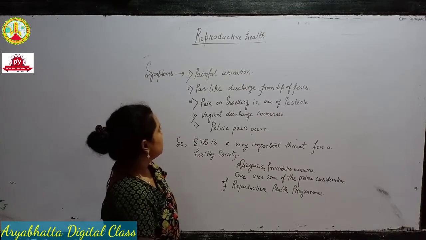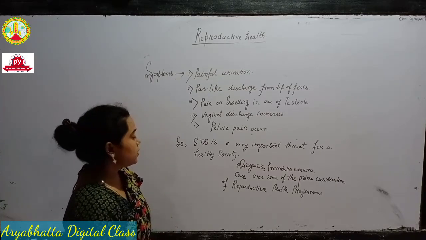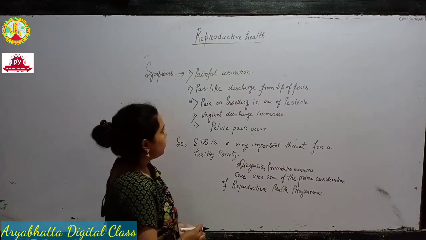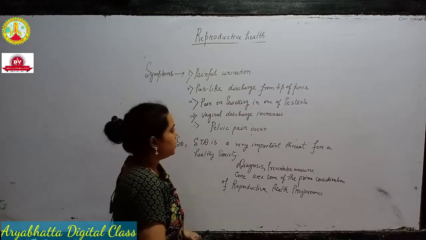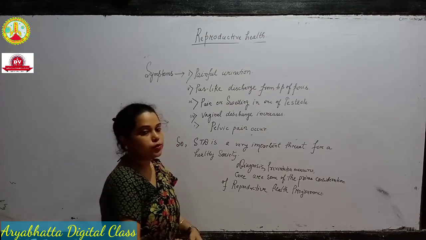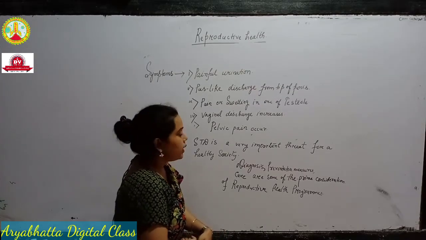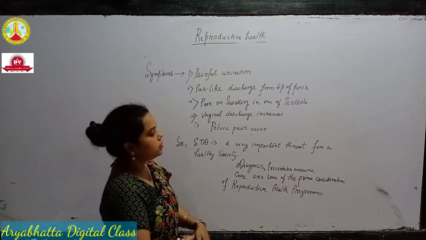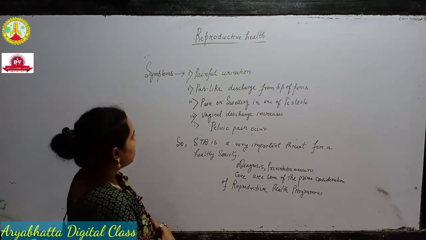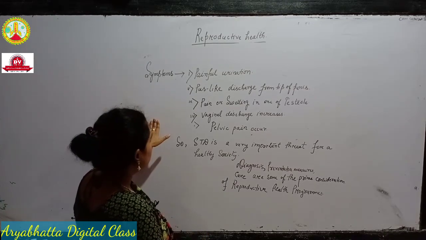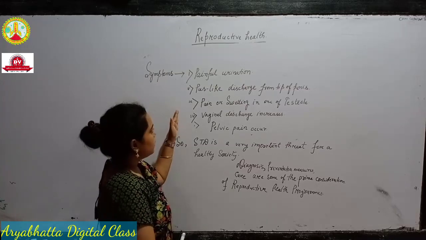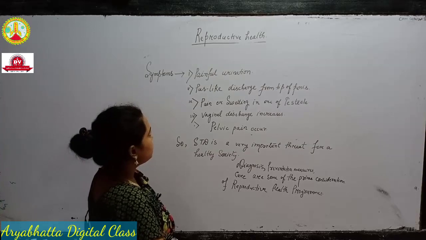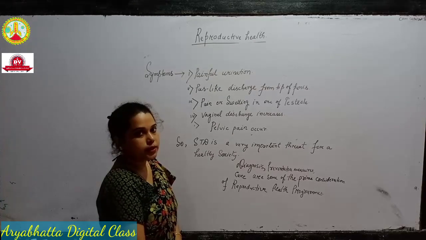So I have discussed about the STDs, what they mean, and what the pathogens are. I have given some names of pathogens with examples, what the preventive measures are and how they get transmitted, and after that I have discussed the causative agents in detail. So this is all about sexually transmitted diseases.